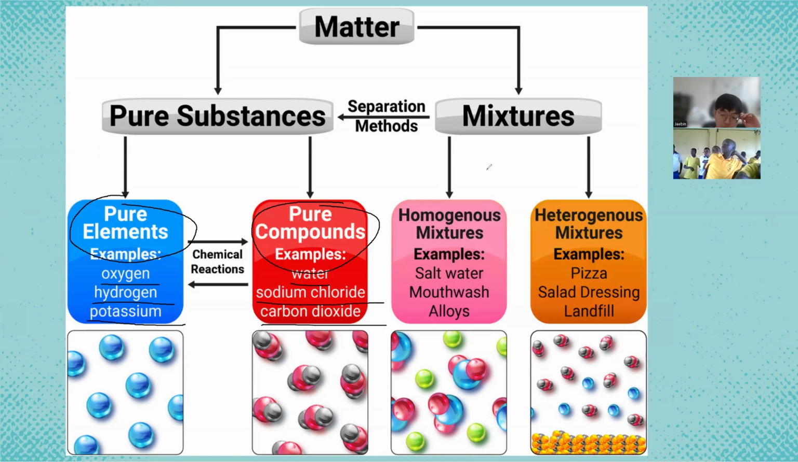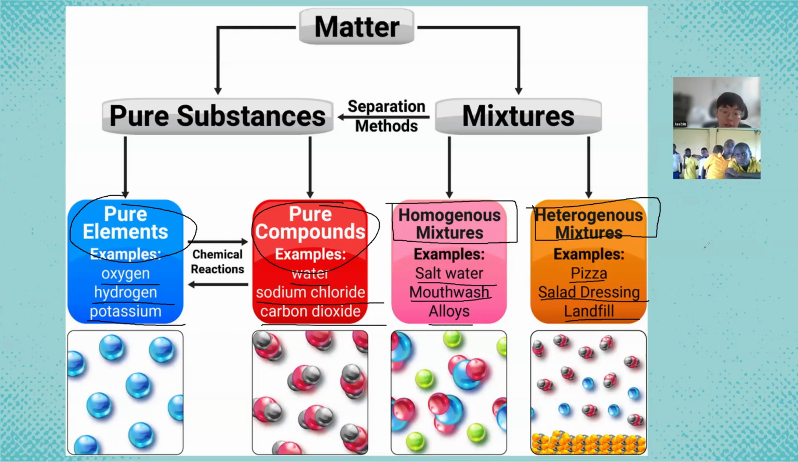But there are mixtures, right? There are two types of mixtures. This is important. There's homogeneous mixtures and there's heterogeneous mixtures. Homogeneous mixture is when the mixture is thoroughly mixed or very well mixed together. These include salt water, mouthwash, and alloys. And there can be heterogeneous mixtures, things like pizza, salad dressing, or landfill. And heterogeneous mixtures cannot mix well together, right?